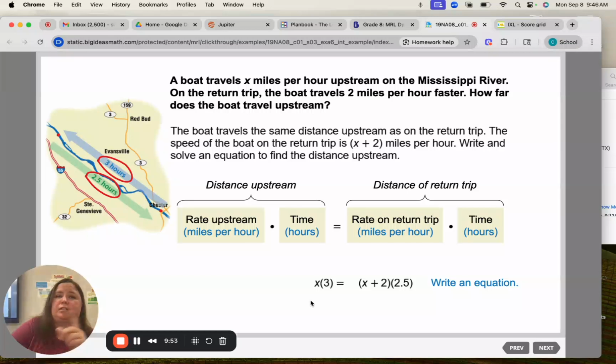All right, so the blue one, we went 3 hours times how far we went, or the rate we went. And the return trip on the green arrow, the rate we went plus 2 miles per hour faster times how long it took us. So let's simplify this. So I'm going to distribute this 2.5, correct? So I get 2.5x plus 5, because 2.5 times 2 is 5.